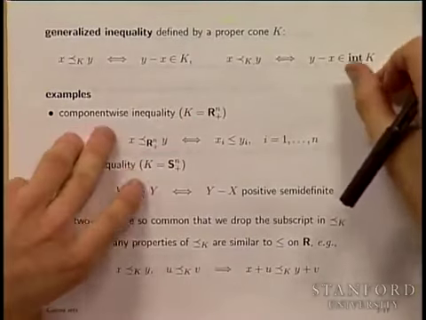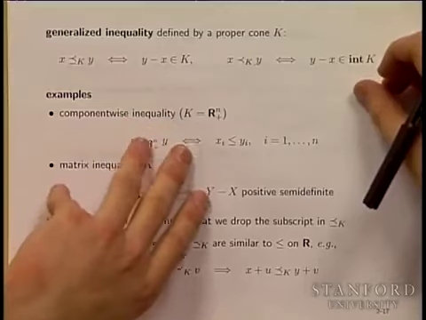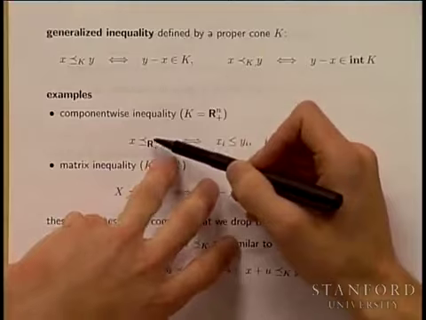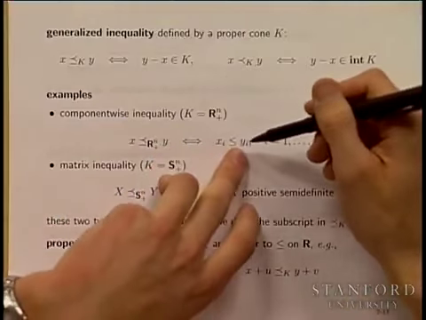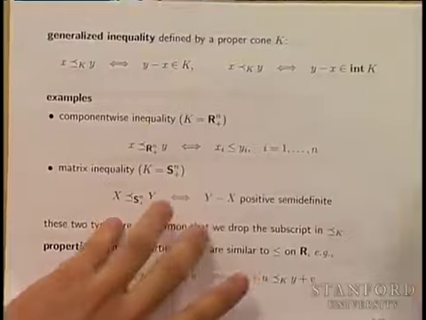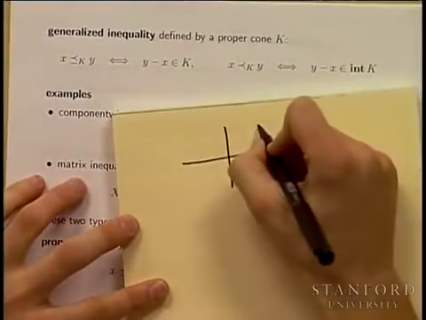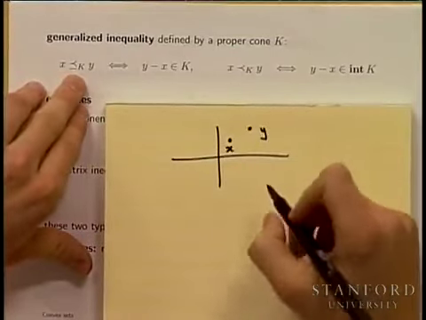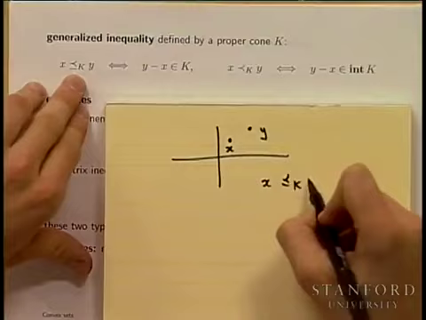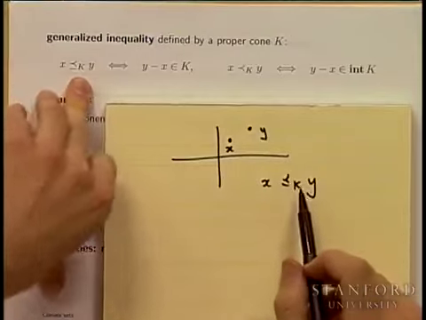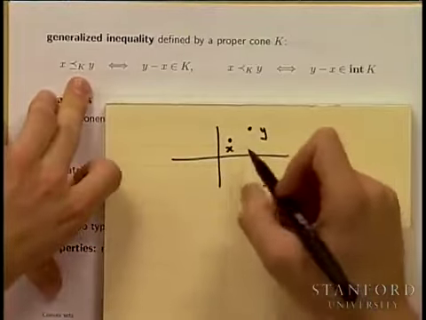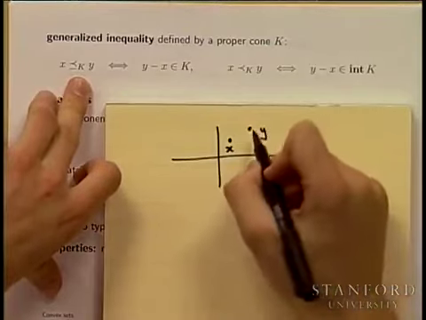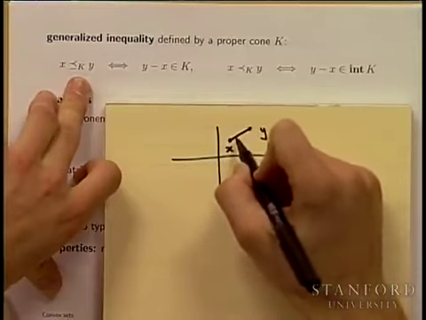So let's have a look at a quick example, the component-wise inequality that we're familiar with. So this says that x is less than y in the component-wise sense if each of the components xi is less than or equal to yi. So let's take a couple of points, this one here and this one here. Let's call this x and call this y. Now x is described as being less than or equal to y in this proper cone k if y minus x lies in the cone. So let's find y minus x, and it's this thing here.